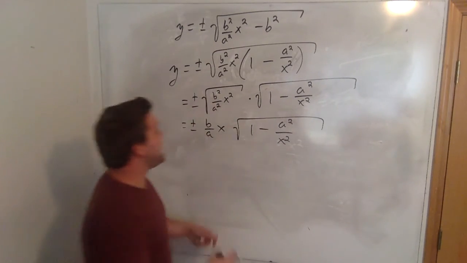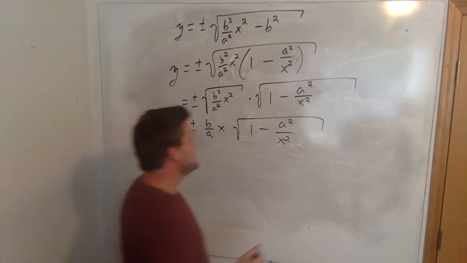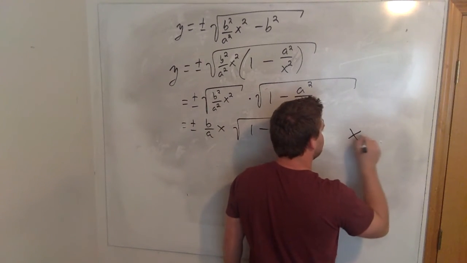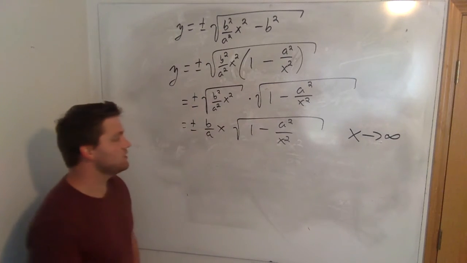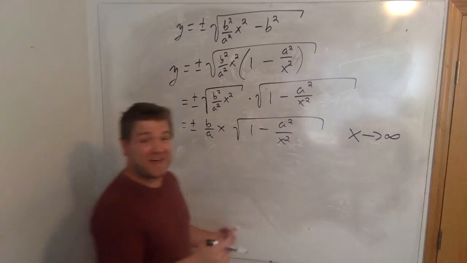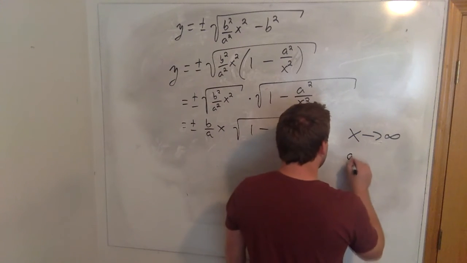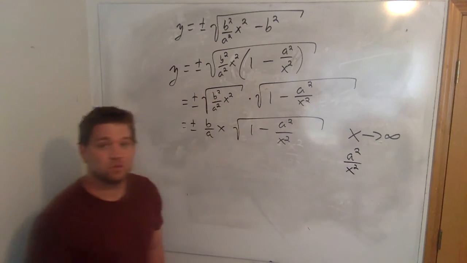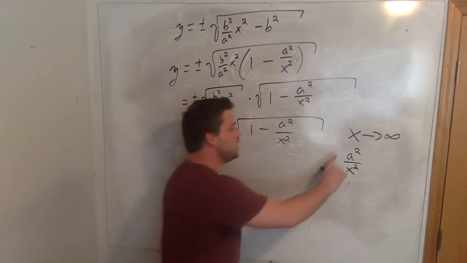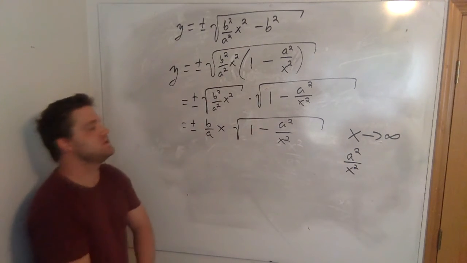We're now in a great form, because now we're going to ask ourselves, what happens as x gets really, really big? Well, notice, if x gets really, really big, what's happening to a squared over x squared? As x gets really, really big, what is this doing? Let me pause the video and think about that for a second.